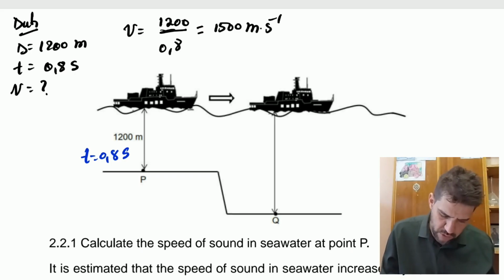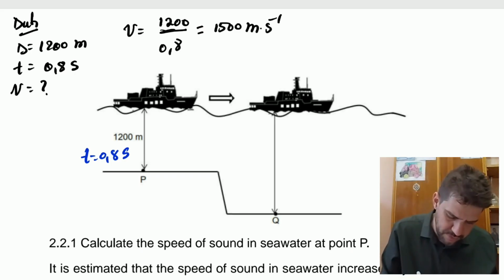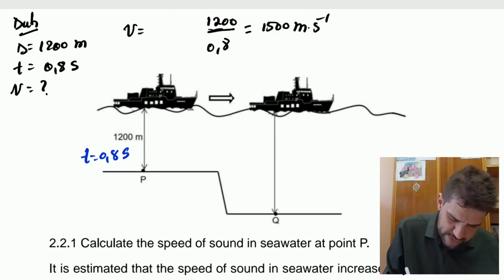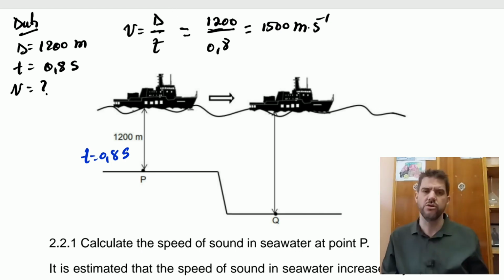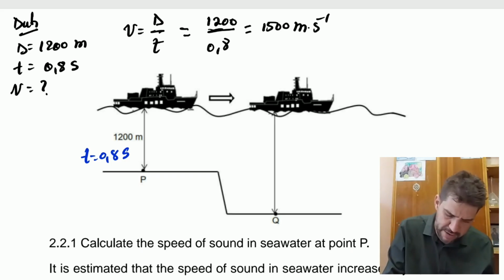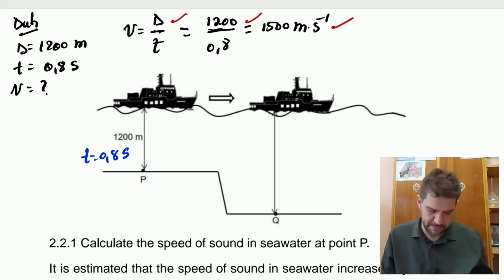1 mark for the formula, which I did not write. Make sure you write the formula. I say it, and then I did not write it down. This one is distance divided by time, and all that is equal to 1,200 divided by 0.8, 1,500. That is the question. Marks, it will be 3 marks, 1, 2, and 3.